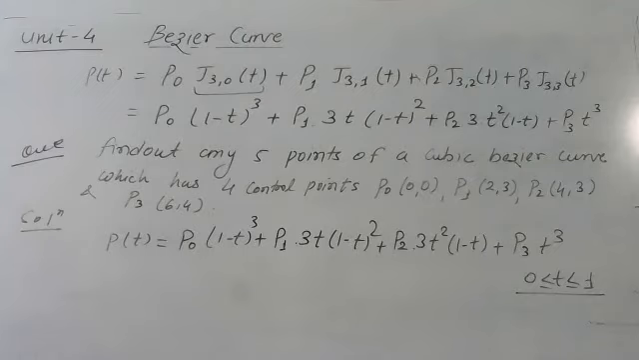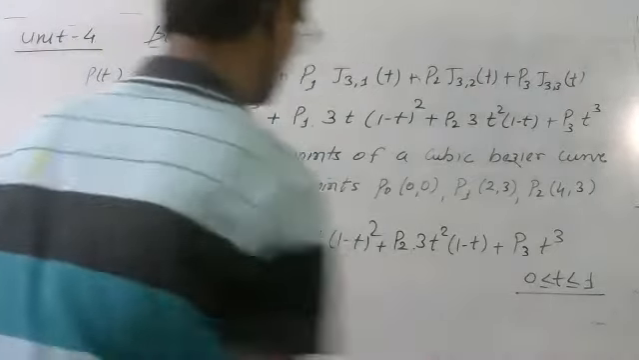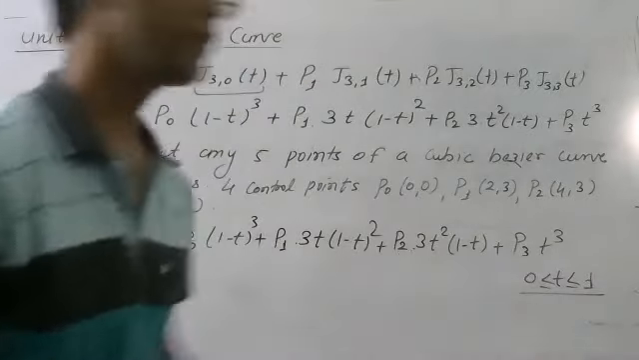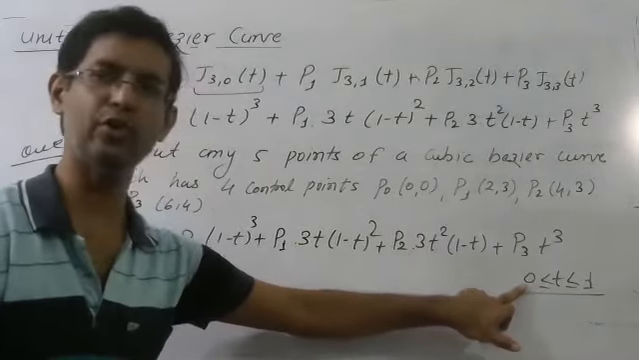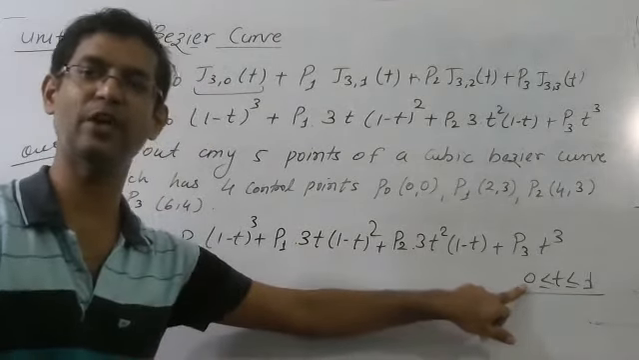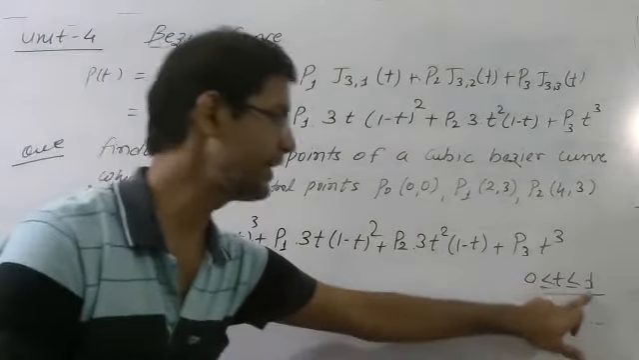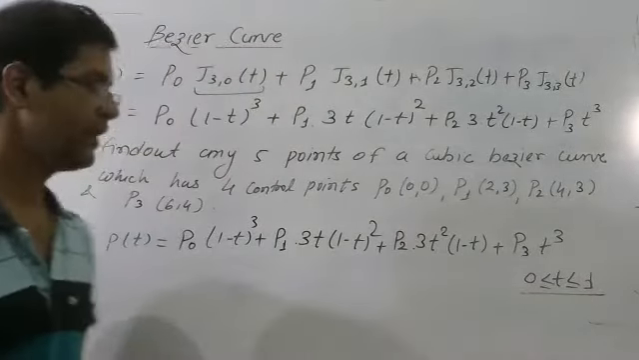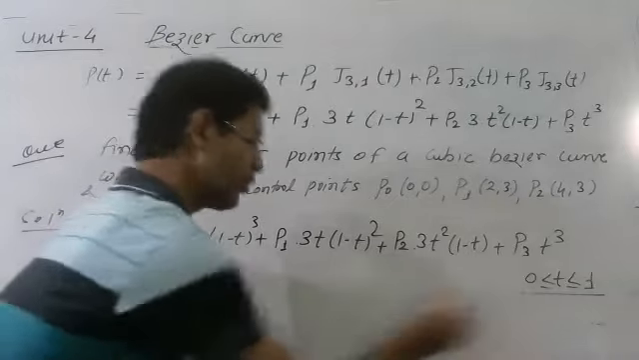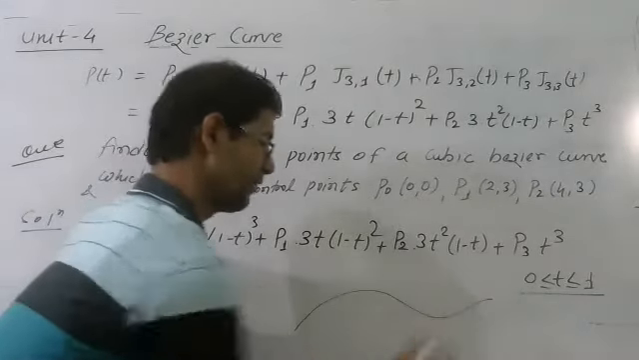Actually, different values of t show different positions on the curve. If I am taking t equal to 0, it means I am calculating the first point of the curve. If I am taking t equal to 1, it means I am finding the last point of the curve. And if I am taking t equal to 0.5, suppose this is my curve.